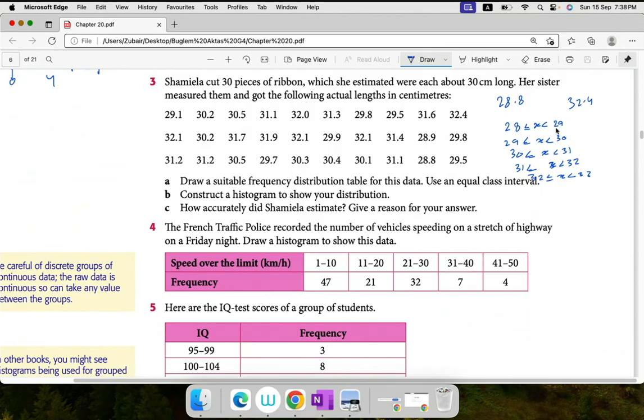Draw a suitable frequency table. So this is x, and then we count and write those frequencies, and construct a histogram to show your distribution, and then we draw. How accurately did Shamila estimate? Give a reason for your answer.